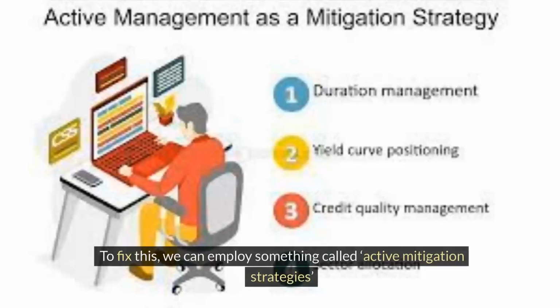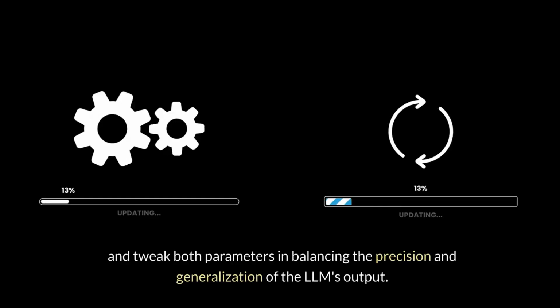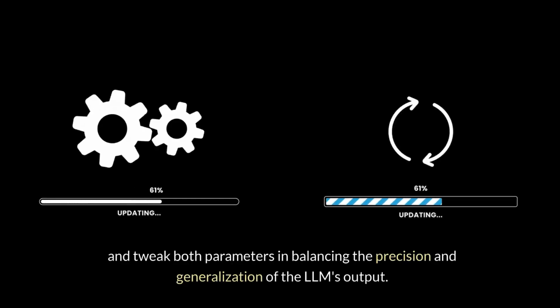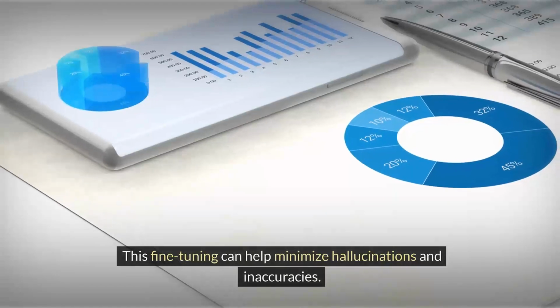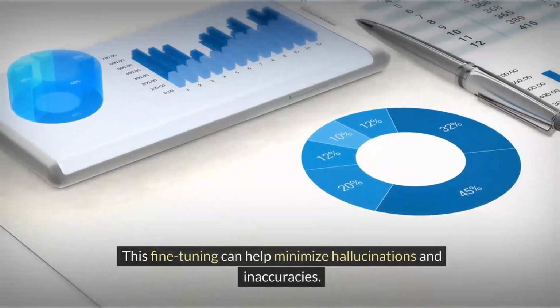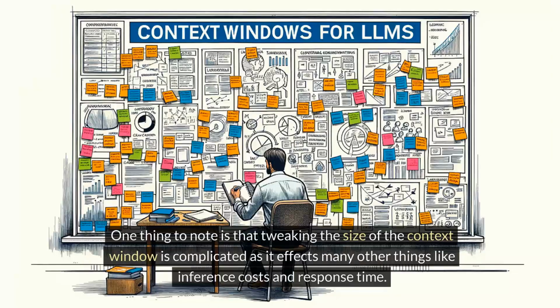To fix this, we can employ something called active mitigation strategies and tweak both parameters, balancing the precision and generalization of the LLM's output. This fine-tuning can help minimize hallucinations and inaccuracies. One thing to note is that tweaking the size of the context window is complicated, as it affects many other things like inference costs and response time.